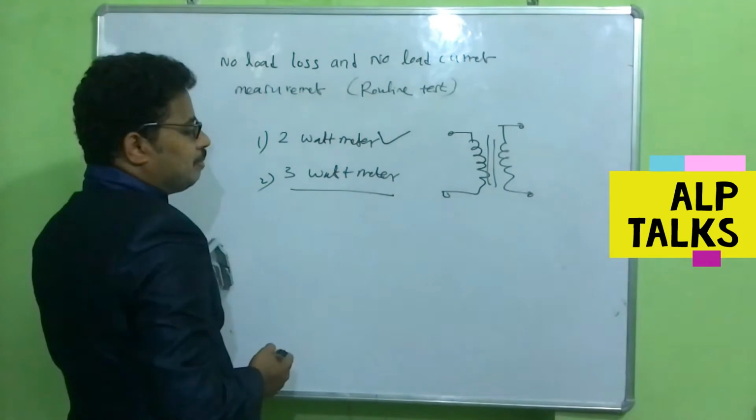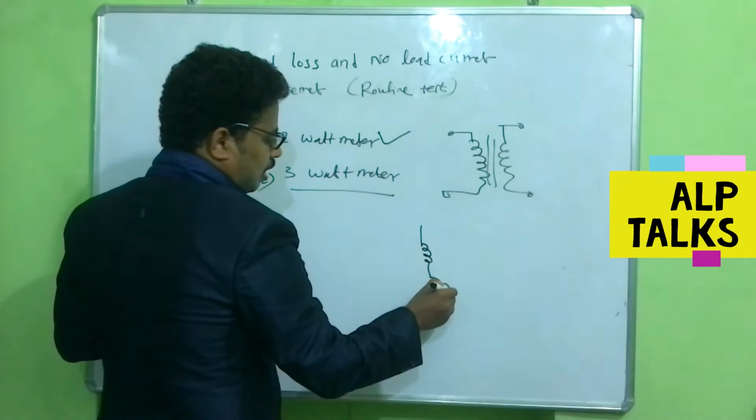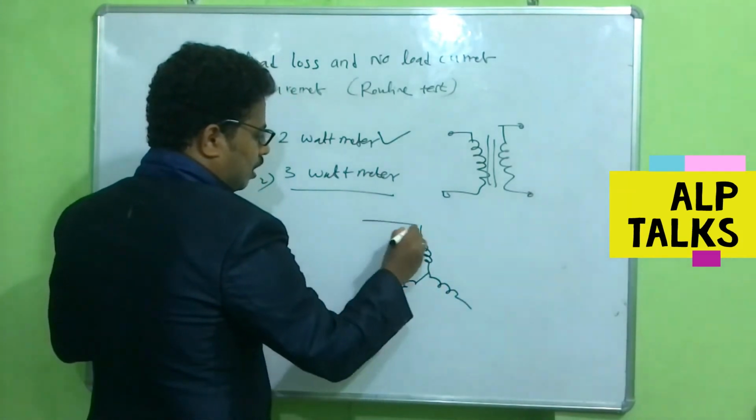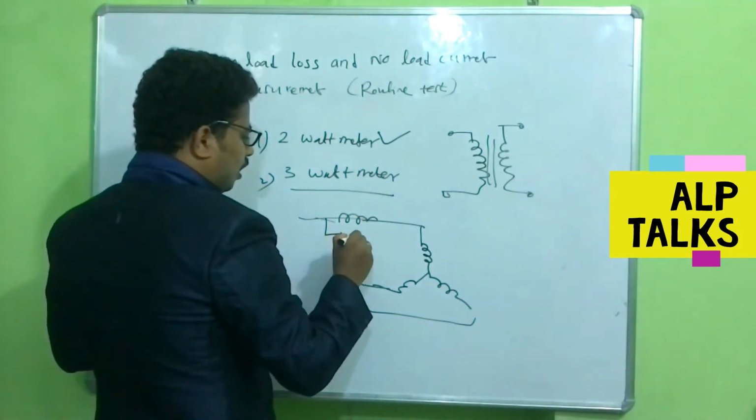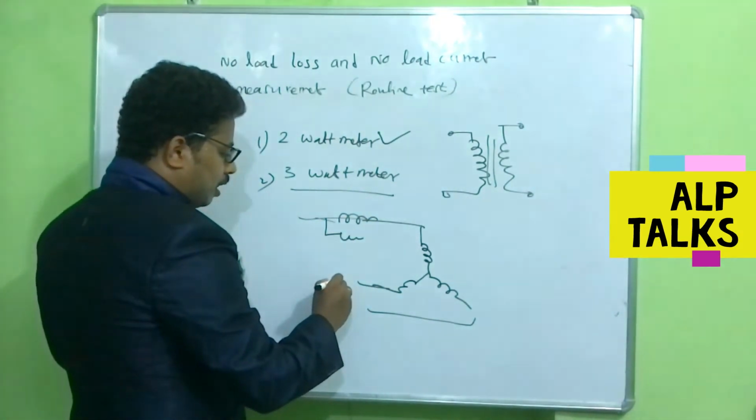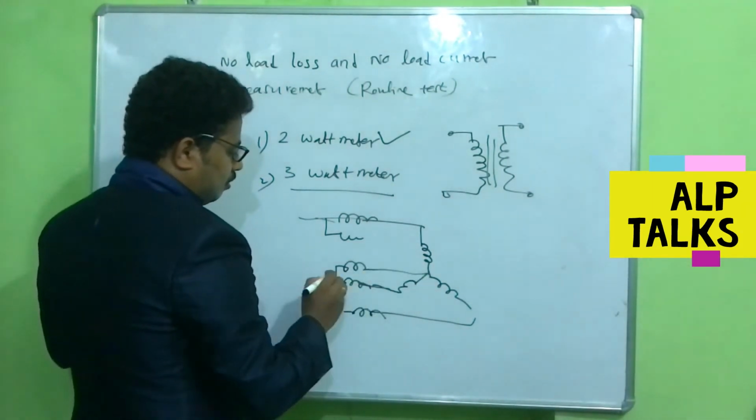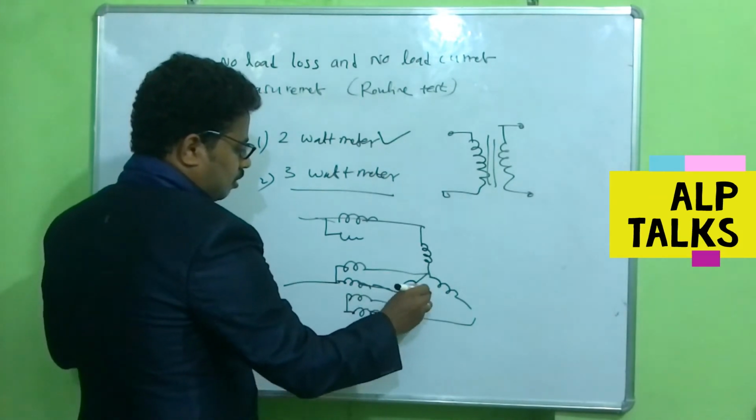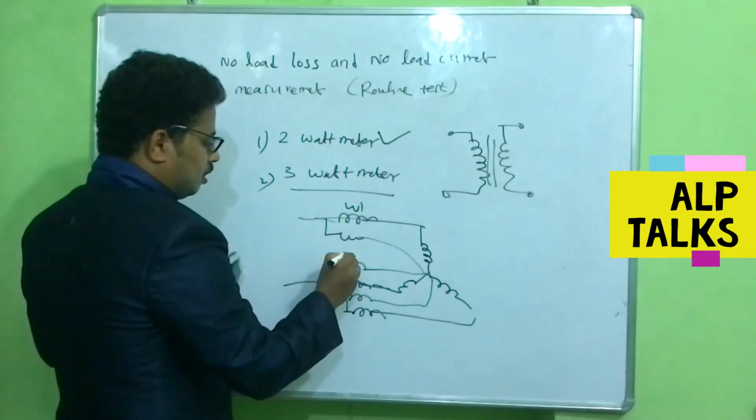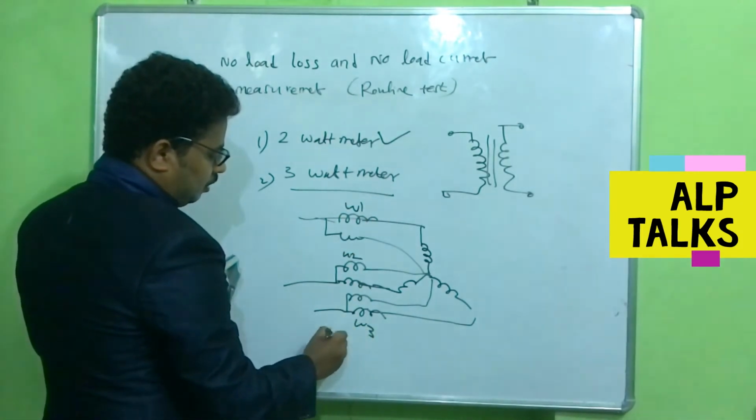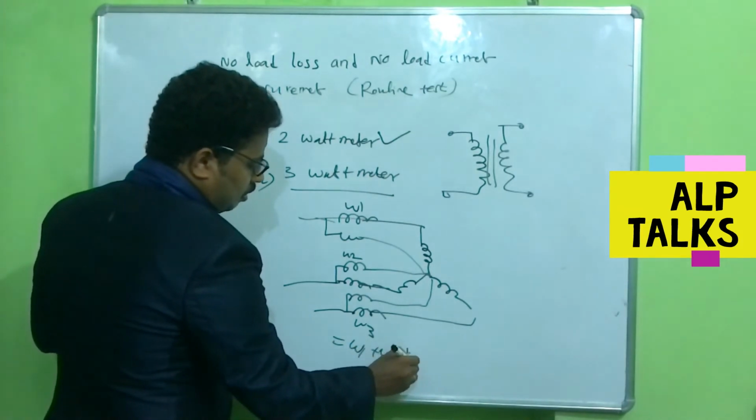So what about a 3 wattmeter method? In this 3 wattmeter method, say for example, these are the transformer coils, and you have terminals like this. In every line, we are going to connect a wattmeter like this, and the common circuit will be like this. Whatever pressure coil we have is connected to the neutral. So this is W1, this is W2, and this is W3. The total reading is W1 plus W2 plus W3.